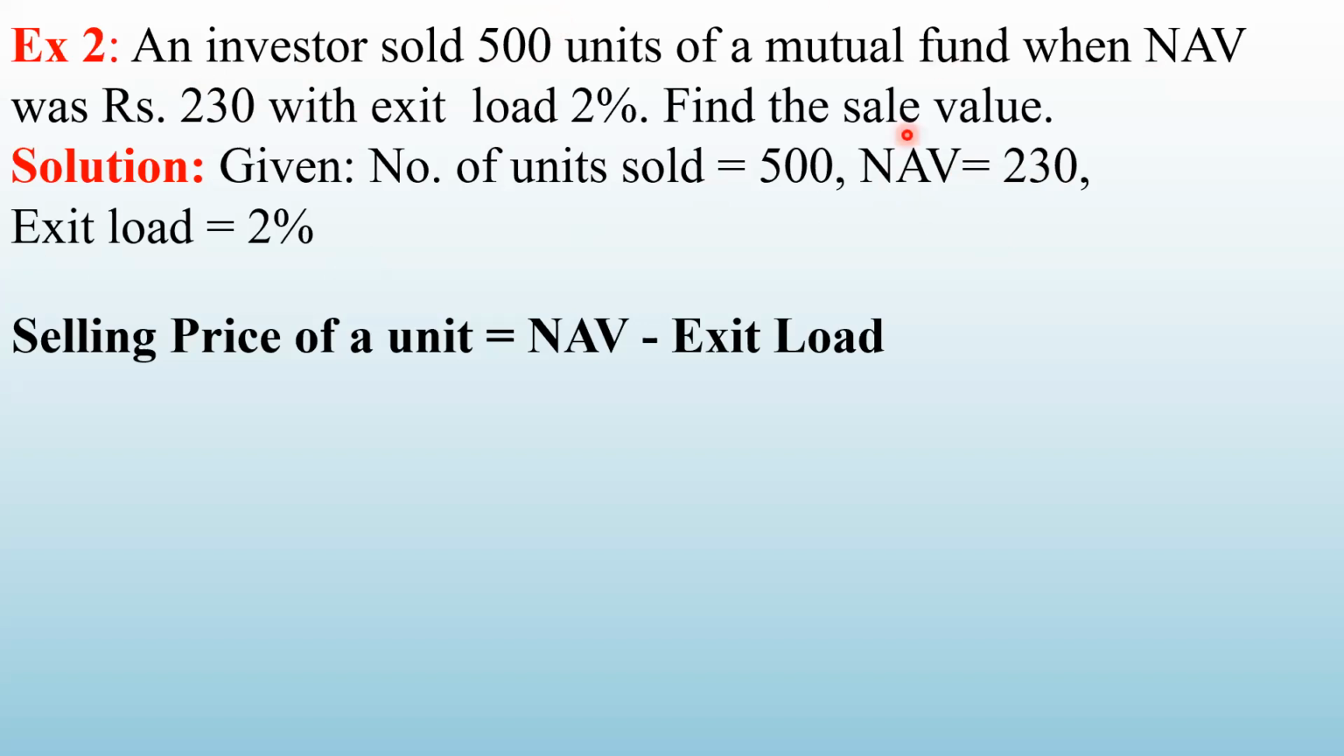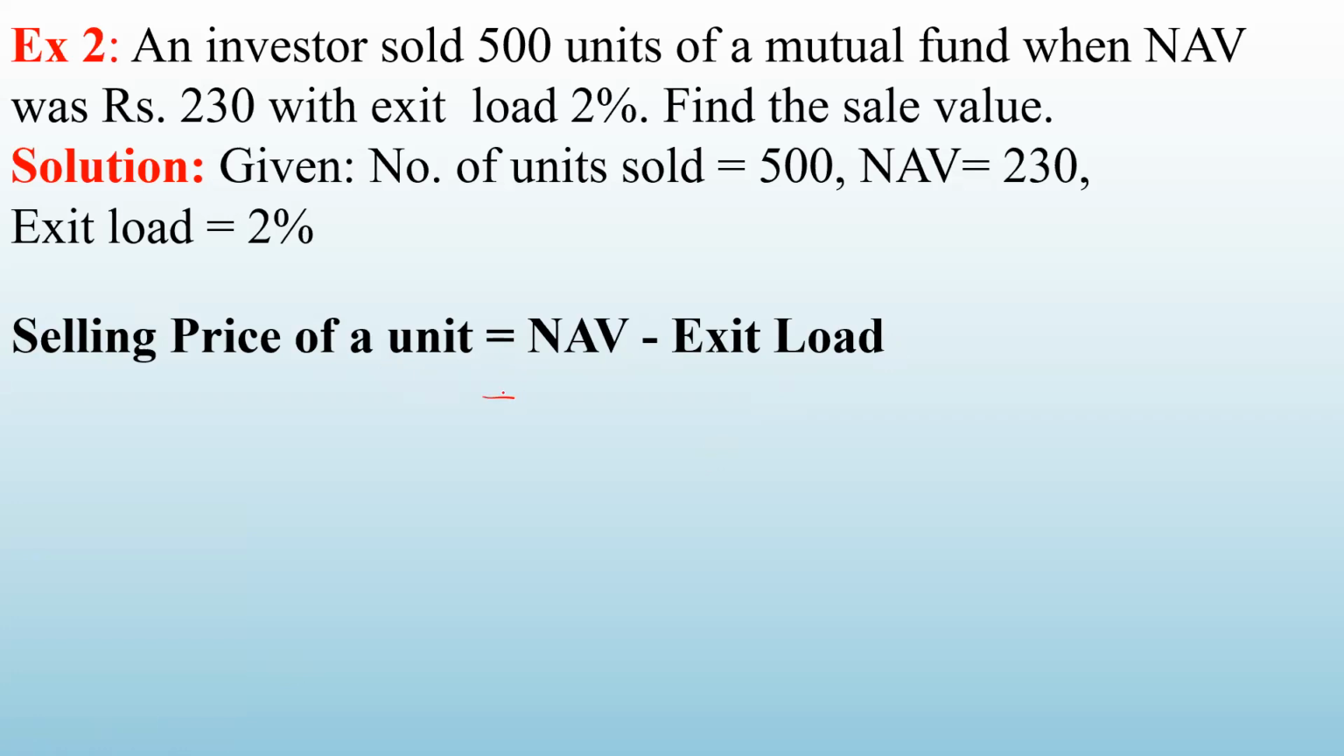To find out the sale value, you must know the selling price of 1 unit. Like in the previous problem, we calculated the purchase price, here we will calculate the selling price of a unit. You know that when you sell the unit, you have to subtract the exit load from NAV. So selling price of a unit is equal to NAV minus exit load. Let us calculate it.